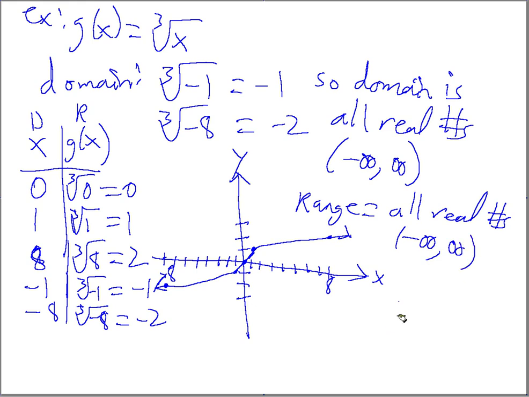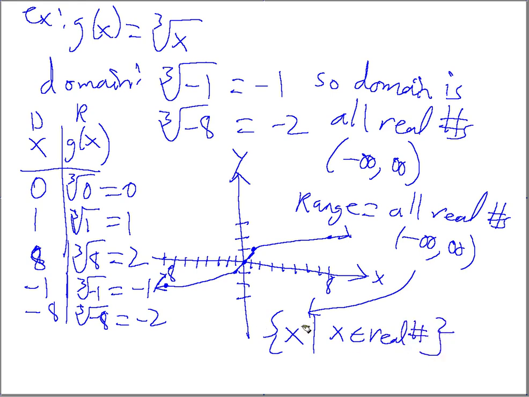All right. Now, how do we write that in set builder notation? Earlier we had that, right? So we say all real numbers x such that x, this little epsilon symbol, means is a real number. This is the set builder notation for all real numbers. But my point is what? For a cube root function, we have range and domain being all real numbers.